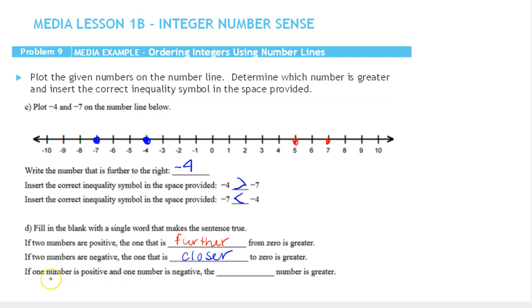And here's one more generalization we can make. If one number is positive and one number is negative, the blank number is greater. So let's just look at these ones. Here's negative 4. Here's positive 5. Well, a positive number will always be to the right of a negative number because it's to the right of 0. So that means the positive number is always greater than the negative number.